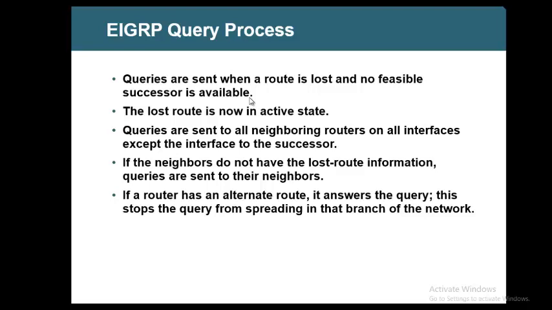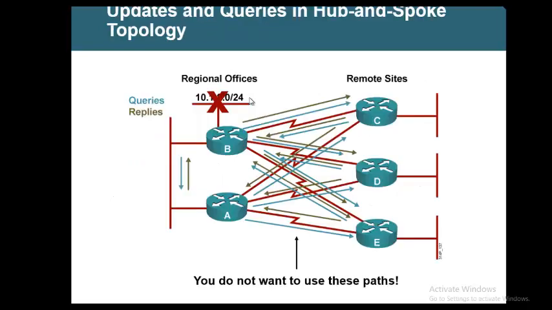Query is now flooded everywhere because they don't know, so they keep flooding to other links, hoping that the other neighbor may know. So if the neighbor does not have the lost route information, queries are sent to their neighbor. So what if no one knows about that network? The query will still be going.